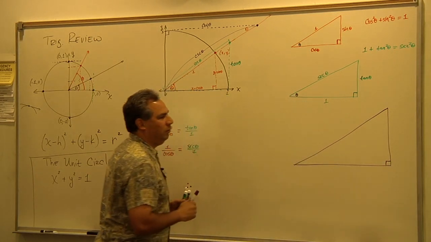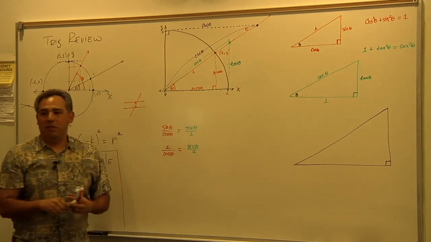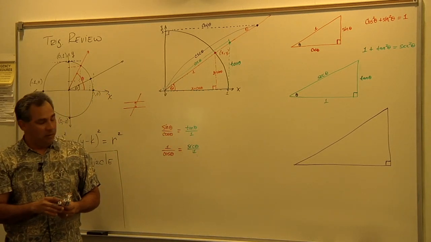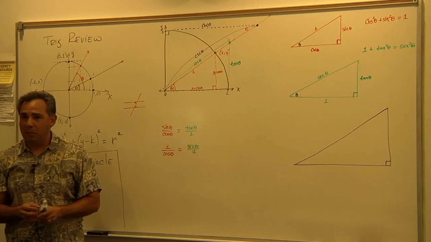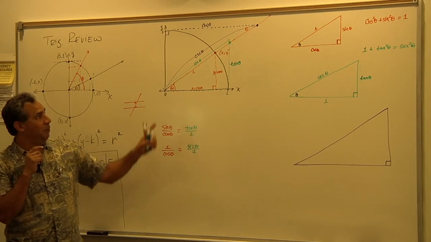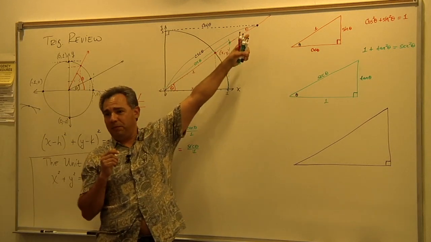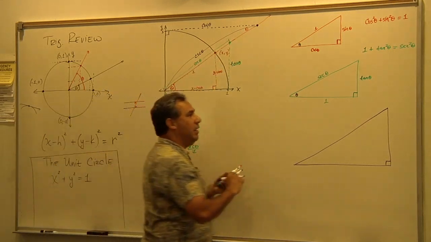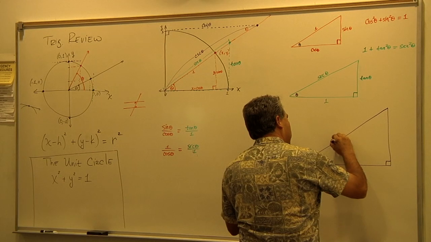Now, what's the hypotenuse of that triangle? What length is that? Which trig function is the hypotenuse of that triangle? It goes all the way here, right? That is the cosecant of theta.